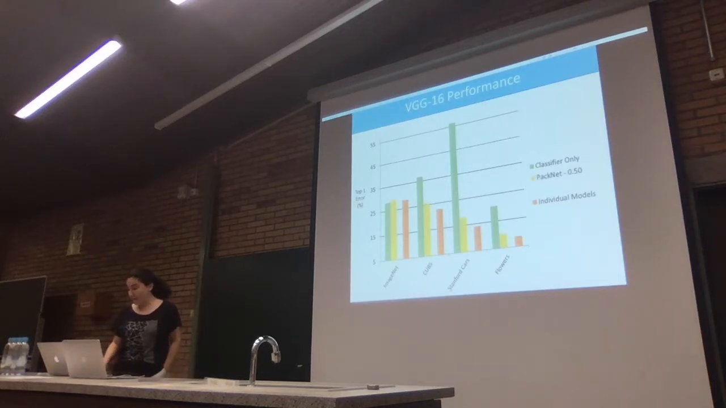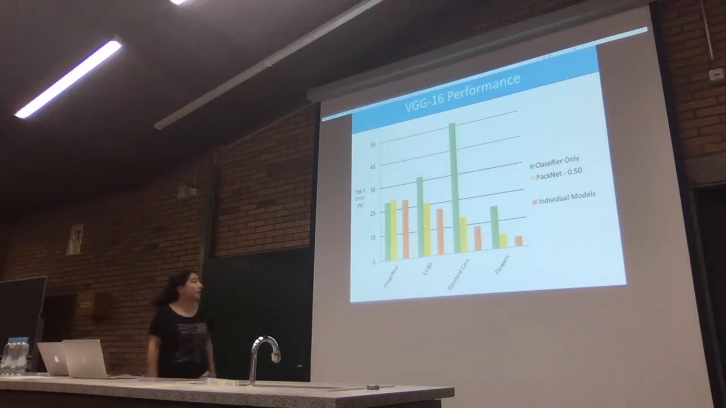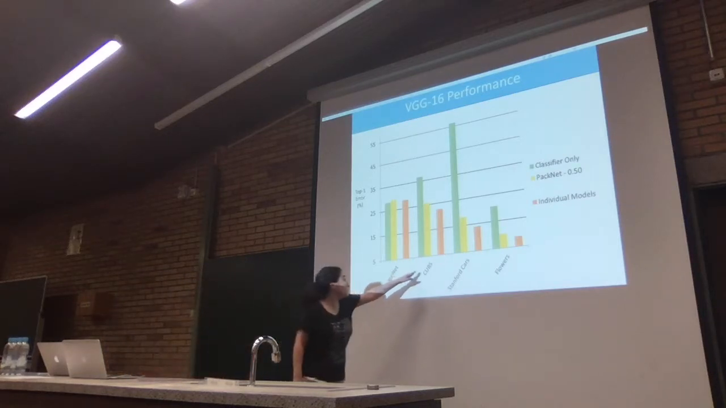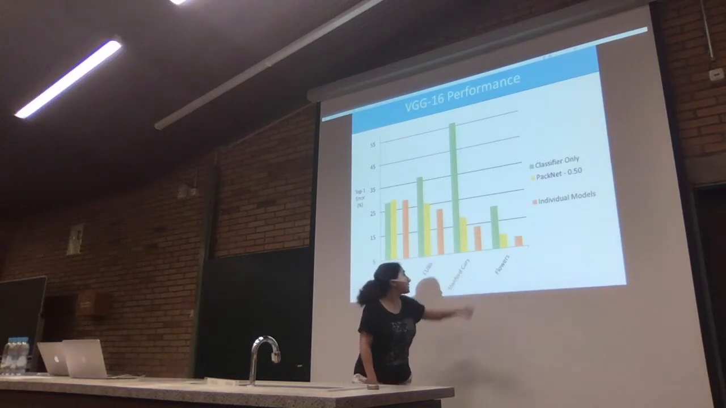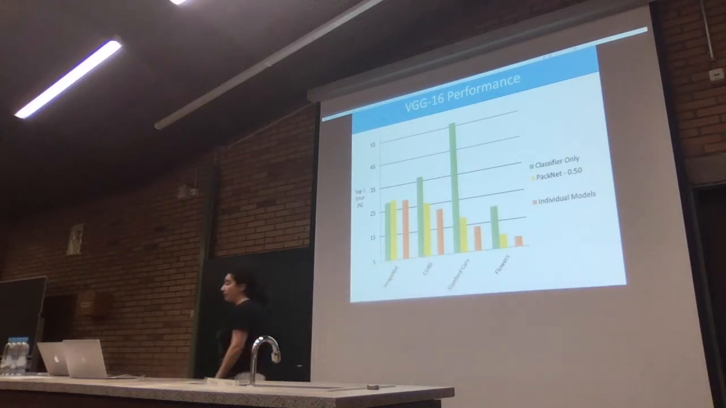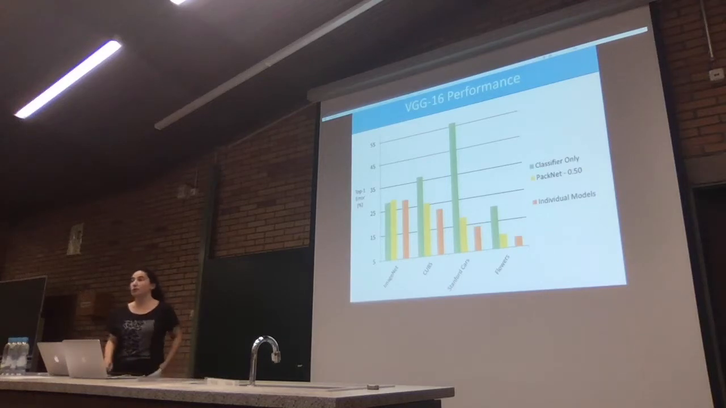With PACnet, if we start with an ImageNet trained network and prune by 50%, the error on ImageNet goes up a little bit due to pruning, but the errors we end up with on the individual small data sets are, well, a little bit higher than those of individual models, but they're much closer to the errors of individual models than errors just of the classifier-only approach.